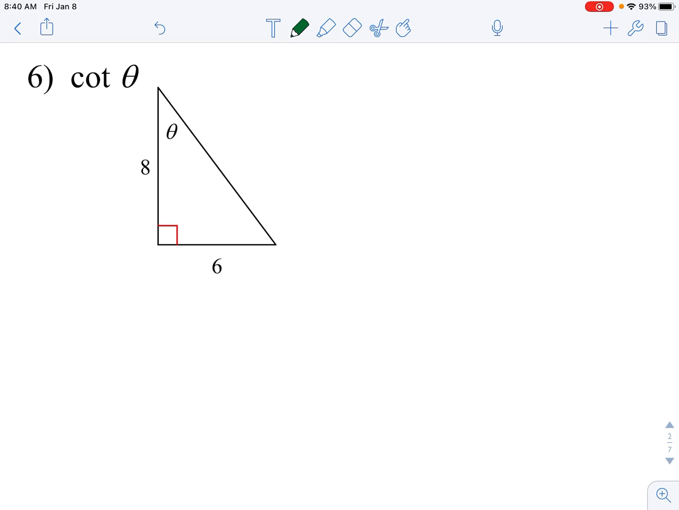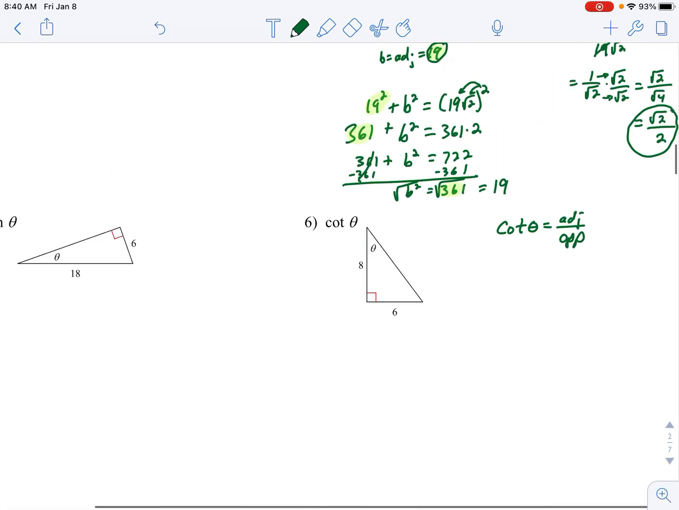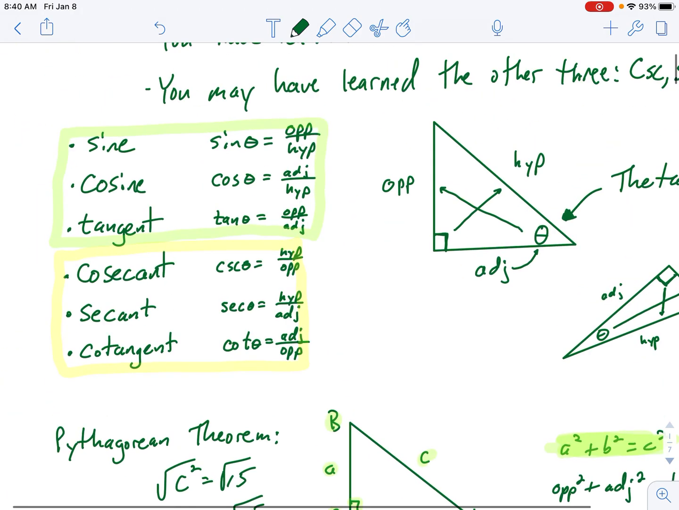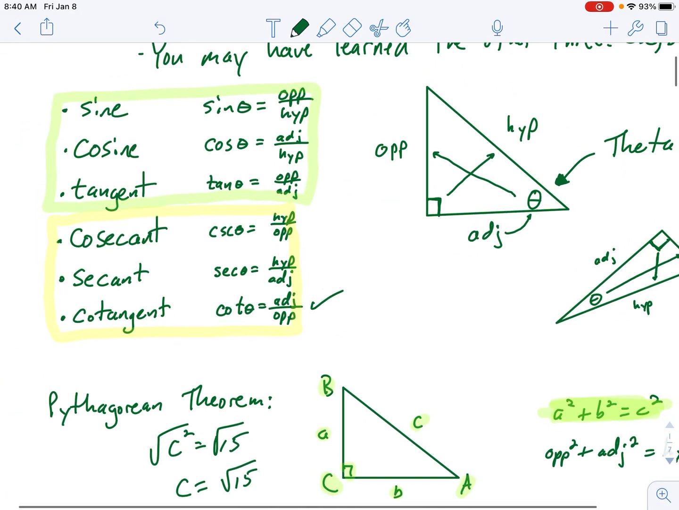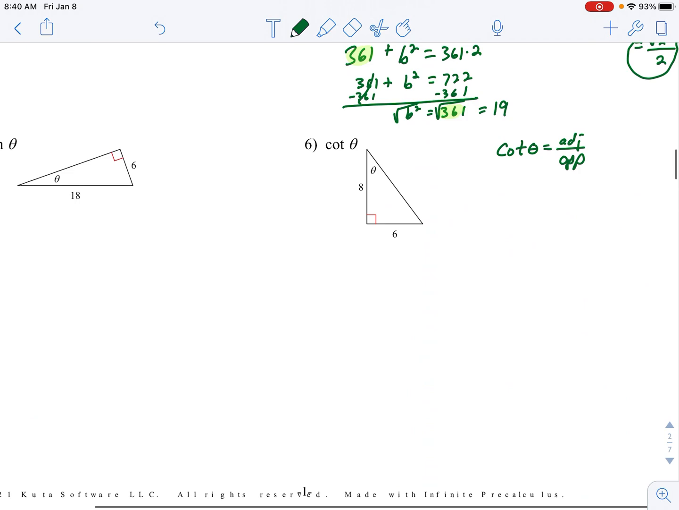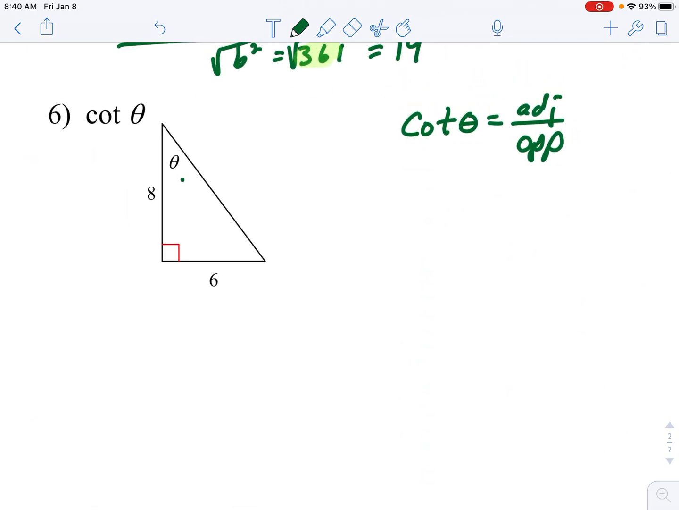So cotangent of theta. The definition of cotangent is adjacent over opposite. Now, man, I know that's the right answer, but I'm so paranoid of making mistakes right now. Adjacent over opposite. Yep, got it. Okay, so in this triangle, the 6 is opposite. The 8 is touching theta. That's the adjacent. The one across from here is the hypotenuse.